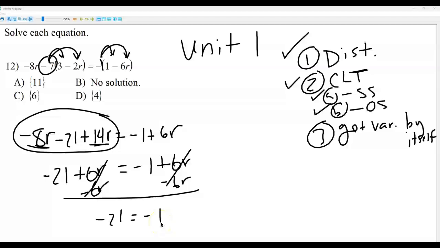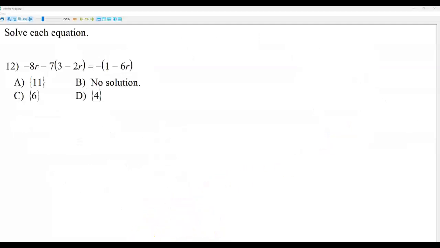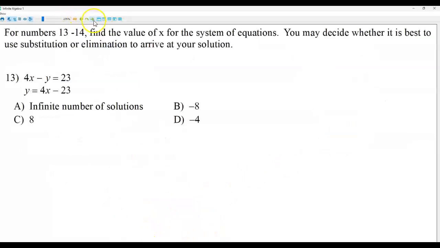Now, whenever your variables go away, that either means no solution or it means all real numbers. If you end up with a false statement like this one, the answer is no solution, right? So I don't get to do step 3 on this because my variables canceled out before I got there. But if you still have variables, you would start getting the variable by itself. But in this case, we saw that we ended up having no solution.